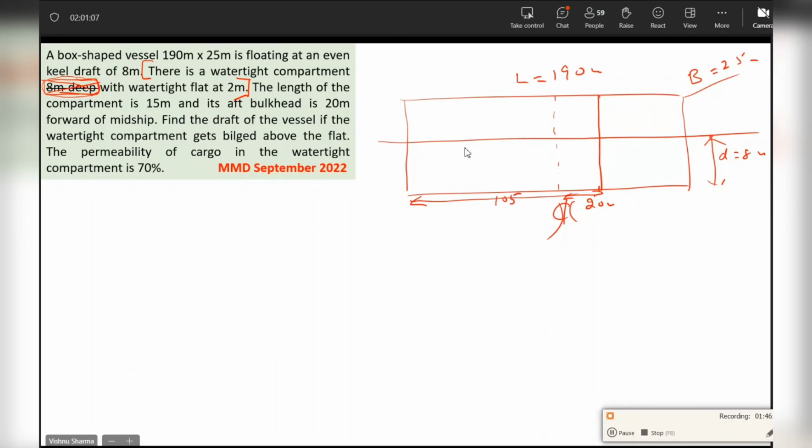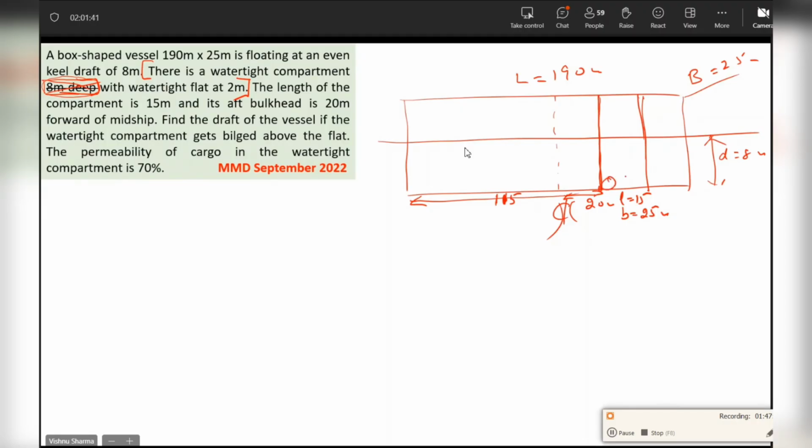This aft bulkhead distance I'm talking about, this one, right? Half of 190 will be how much? 85, no? No, 95, sir. Yes, 95, sorry, my mistake. So 95 plus 20, 115. You're right. And then the length of the compartment is 15 meters. So the compartment is like this here, length 15 meters. Breadth is not given, so breadth is end to end, 25 meters.